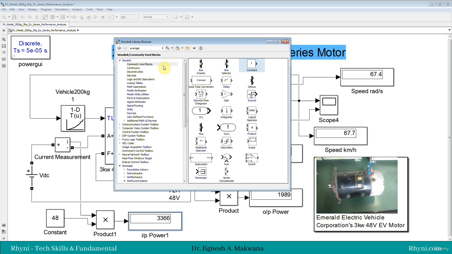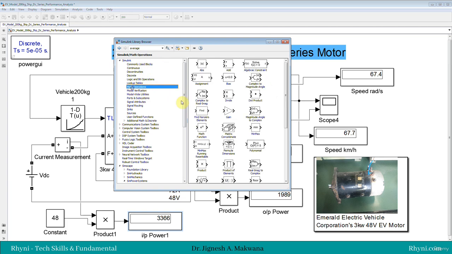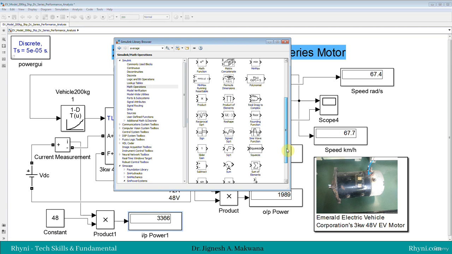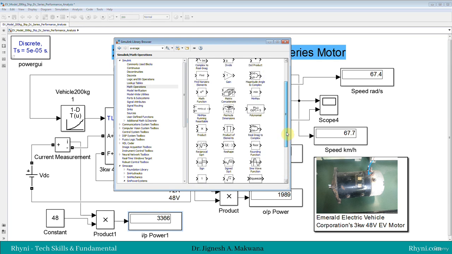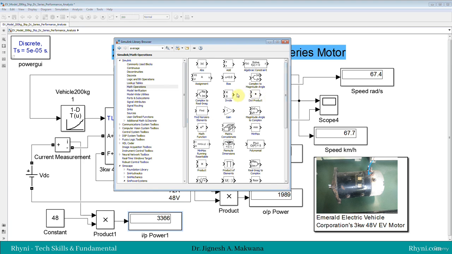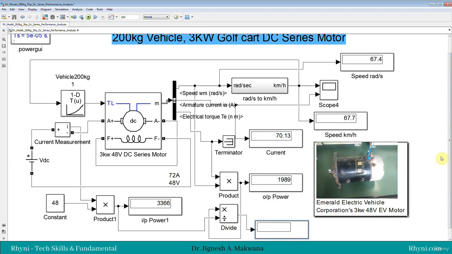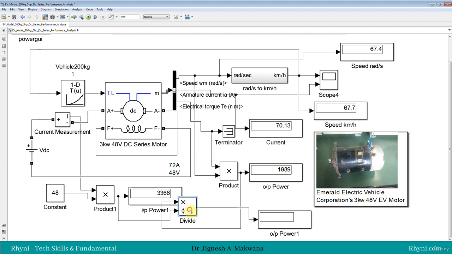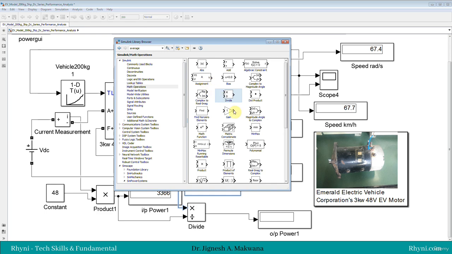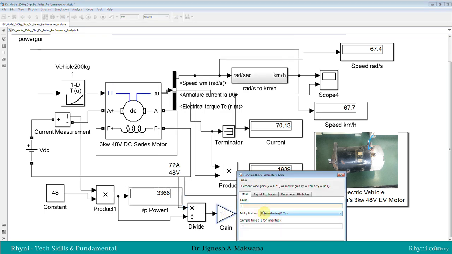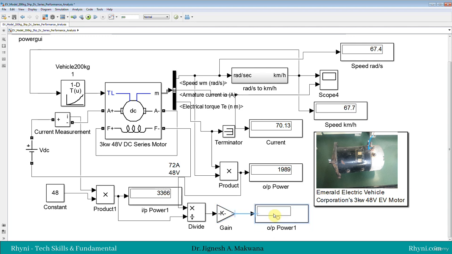So let's do this. From the math operator, we can find the divide block. Here is the divide. So we need to divide output by input. So first we will use output and divide by input power. So the output of this block will be your efficiency. To measure the efficiency, we can do this. We can also use a gain, multiply by 100, so that we can have efficiency.